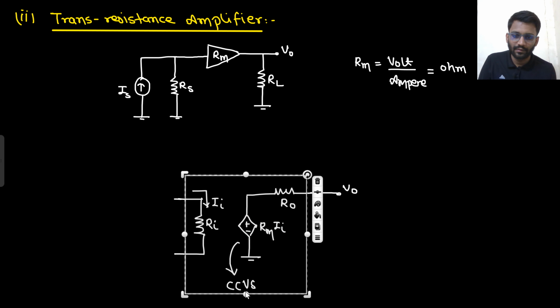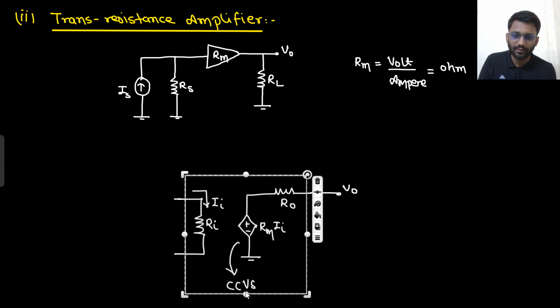Because current is always divided in inverse proportion. If Is is coming in Rs and Rin, it will be divided in inverse proportion. So Rs upon Rs plus Rin into Is, right? And what about your V naught? What will be your V naught? V naught will simply be RL upon RL plus R naught into Rm Iin.